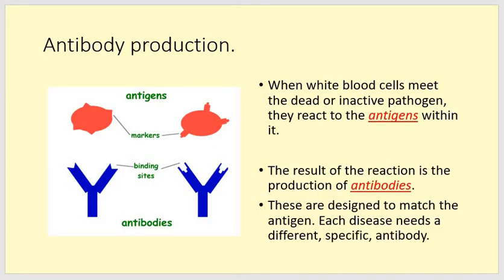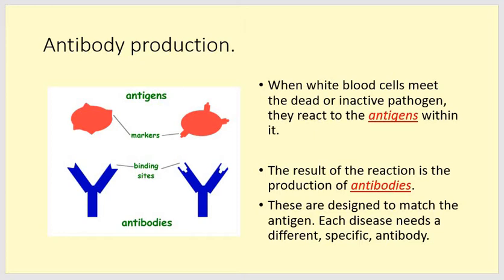Now, antibodies are made by the body in response to the presence of antigens within the vaccine. If you look at the diagram on the left, you'll see there are two different antigens, very similar in size, but they have little markers on the outside, a little bit like having different colours of hair or different colours of eyes or freckles on your nose. And each different disease will have a different antigen.